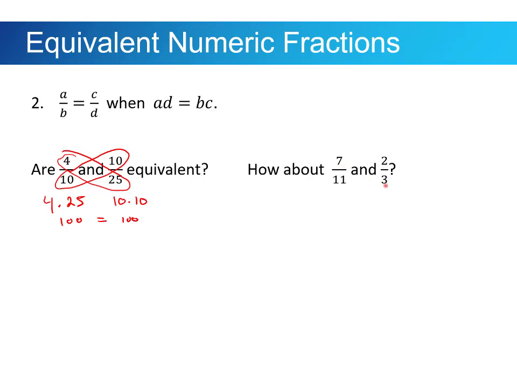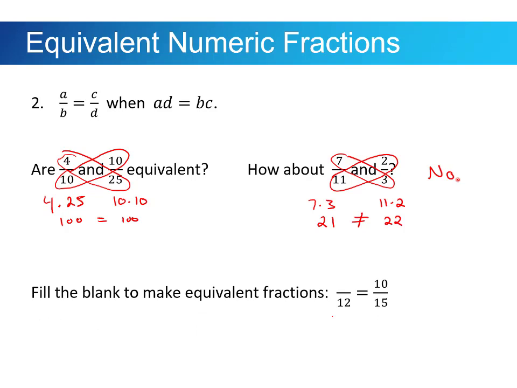How about on the right? So in this case, my a and d are 7 and 3, 7 times 3. The b and c are 11 and 2, so 11 times 2. And now I compare 21 with 22, and they're close, but they are not equal. So these are not equivalent fractions there.